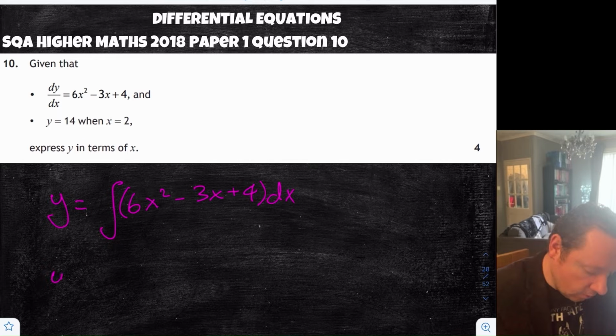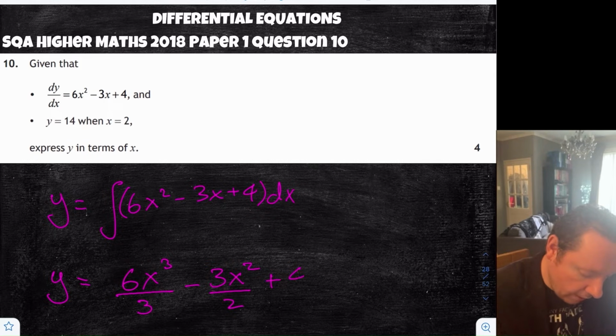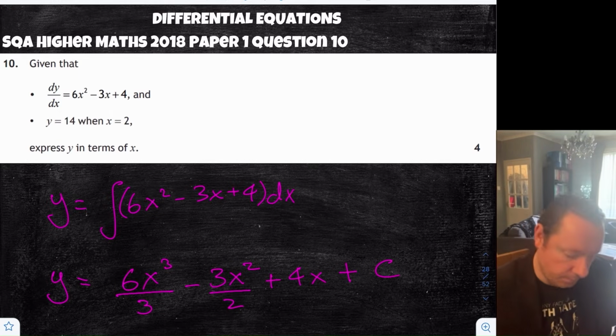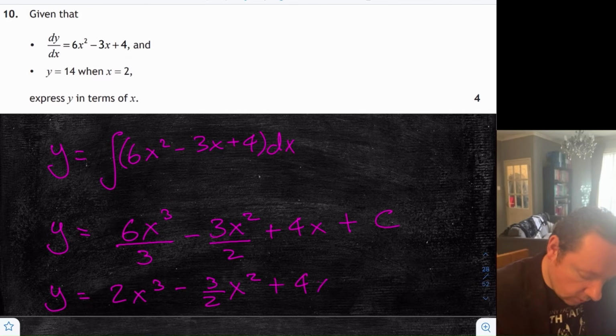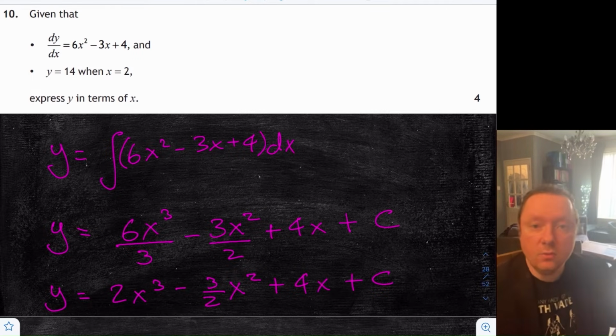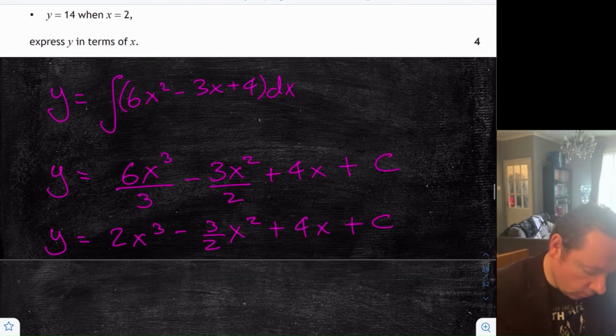Add 1 to the power, divide by the new power: 6x cubed over 3, minus 3x squared over 2, plus 4x plus c. Also remember your c. Tidying that up, y equals 2x cubed minus 3 over 2 x squared plus 4x plus c. But we're told that when y is 14, x is 2. So when y is 14, x equals 2.